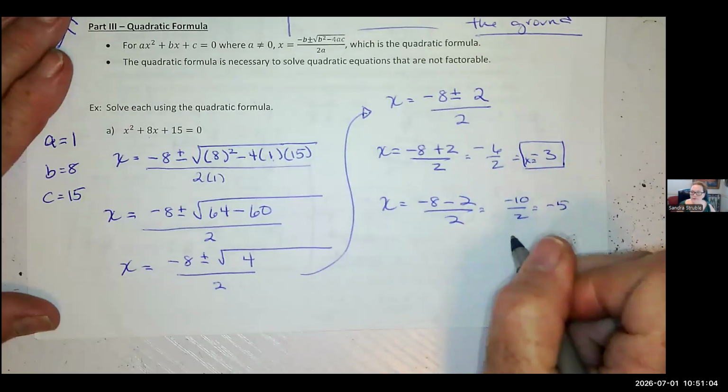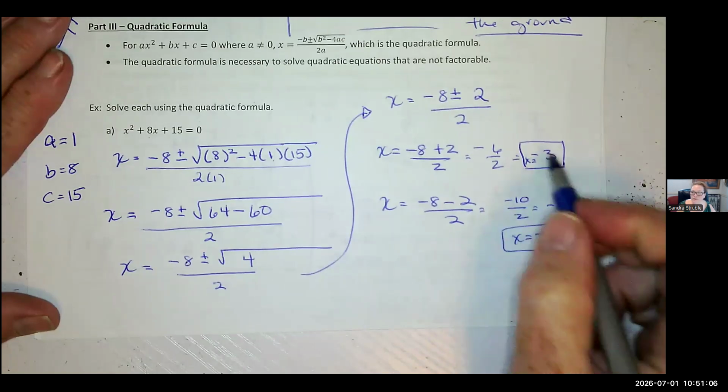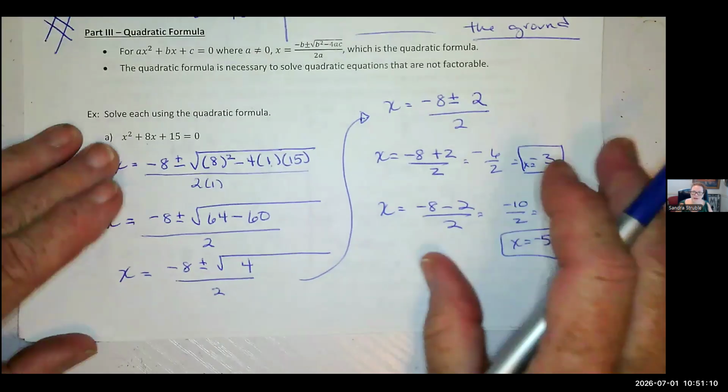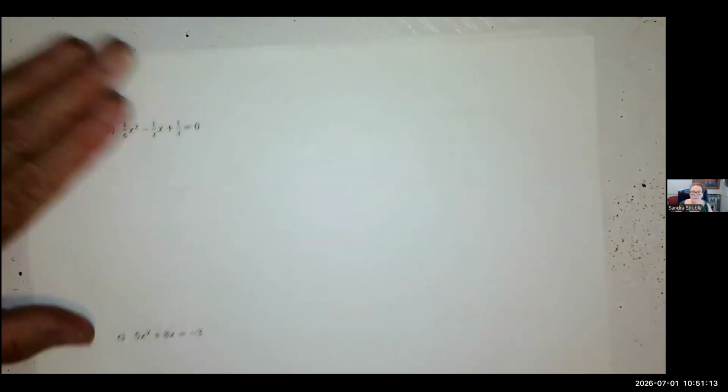The answers are not -3 and -5. The answers are x equals -3 and x equals -5. I'm not going to get into too many issues with that. You just need to understand that's the case.